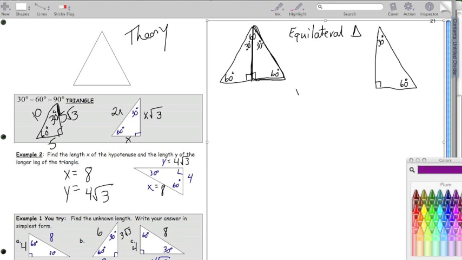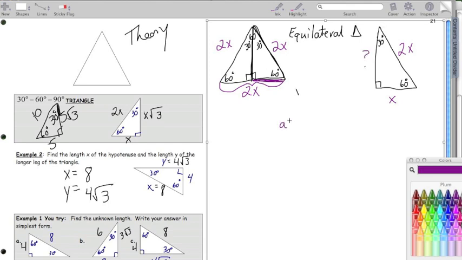Now, let me call each of my side lengths 2x, just for fun. 2x, 2x. Okay, it's going to make it a little easier if we do it that way. So now I can start labeling some of the side lengths. This is going to be 2x. This bottom half here, the whole thing was 2x, so one half of it is just going to be 1x, or just x.